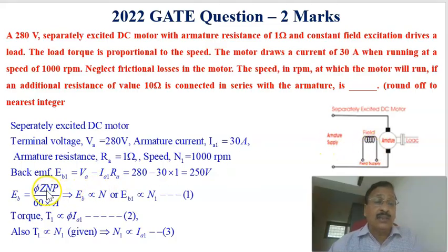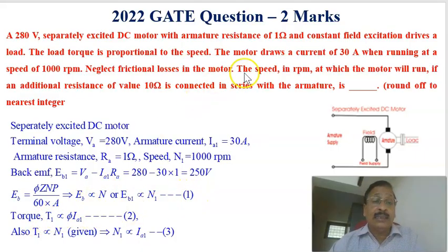Phi is constant, all Z is constant, P is constant, and the number of parallel paths A is constant. Then we can write EB equal to a constant into N, or EB is proportional to the speed N. That is, the back EMF is proportional to the speed N. In this case, EB1 corresponding to 1000 RPM is proportional to the speed N1, which is equal to 1000 RPM. Therefore, EB1 is proportional to N1. That is equation 1.